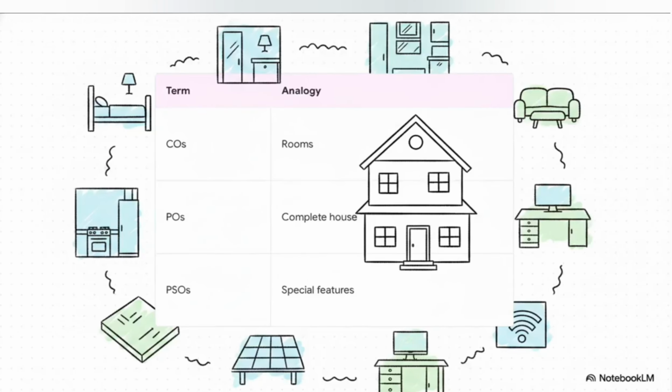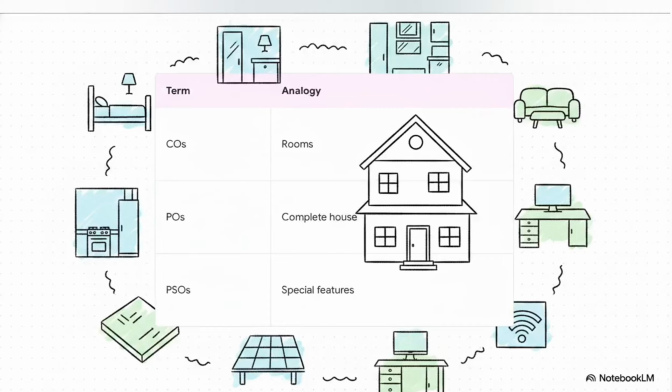Look, I know all these acronyms can feel incredibly overwhelming, so let's try to visualize an engineering degree like building a house. It's a great way to see how all these pieces perfectly synthesize. The course outcomes, those COs, are the individual rooms you construct. The bedroom, the kitchen, the living room, they're the granular building blocks.